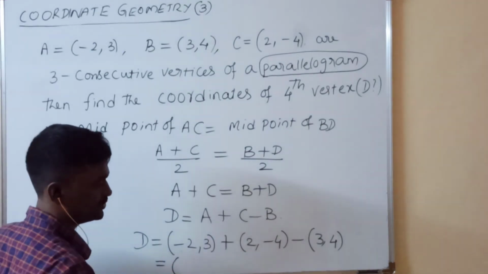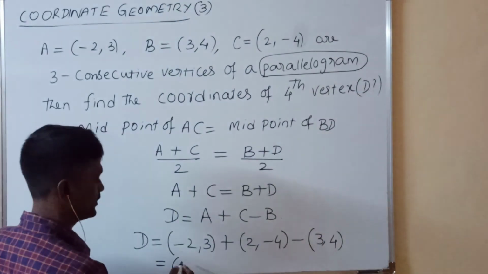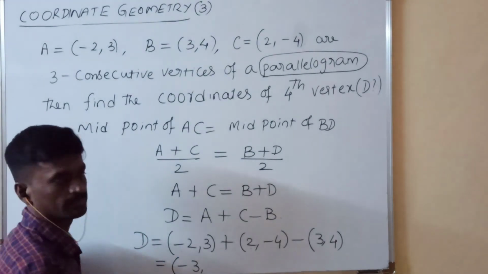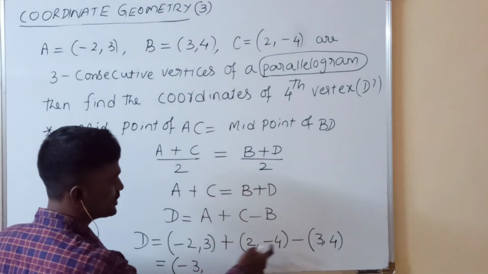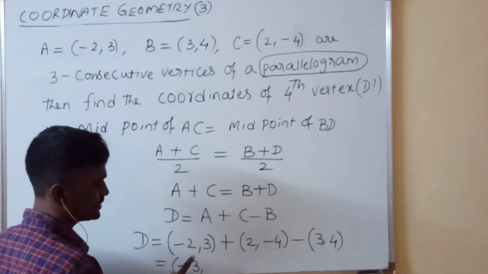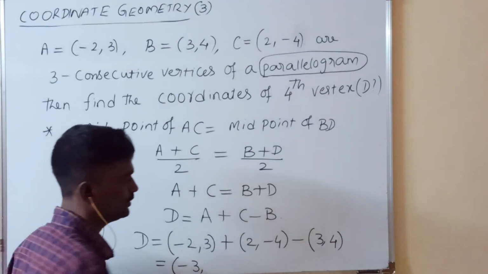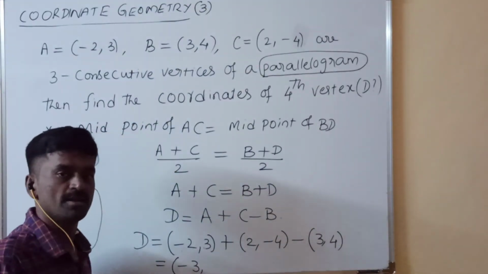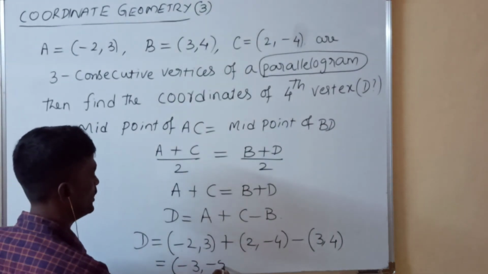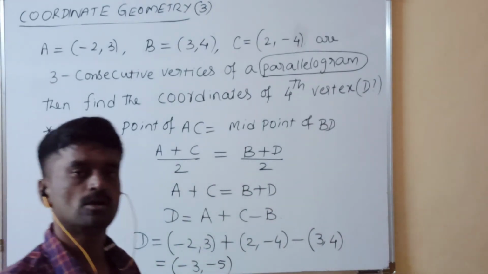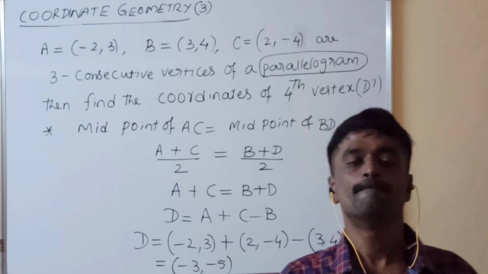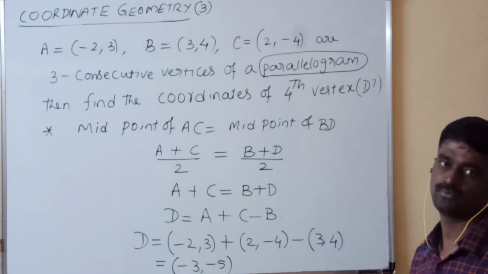Minus 2 plus 2, 0, minus 3. 0 minus 3, minus 3. 3 plus of minus 4, plus into minus, minus. 3 minus 4, minus 1, minus 4. Minus 1 minus 4, minus 5. So thus the D coordinates are what? Fourth vertex is what? Minus 3 comma minus 5.